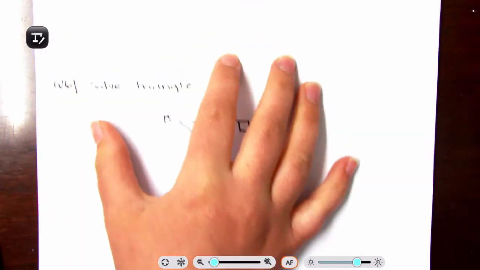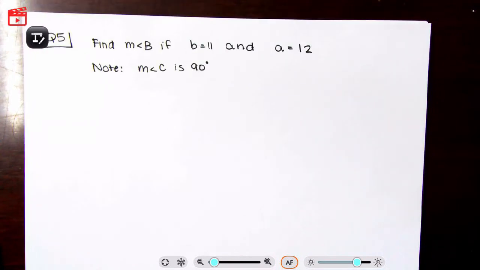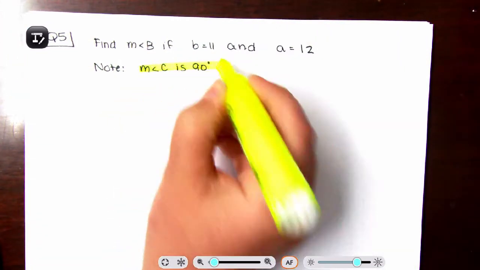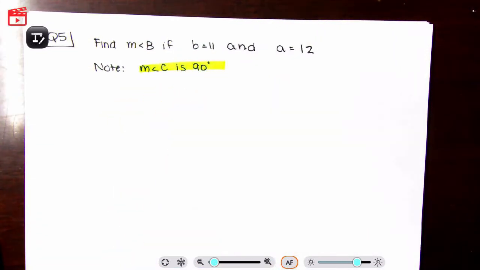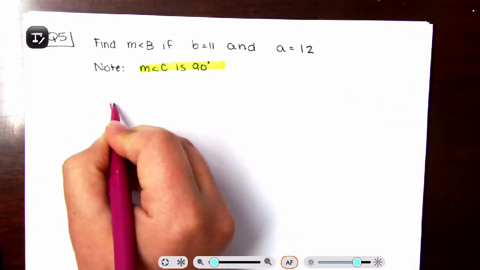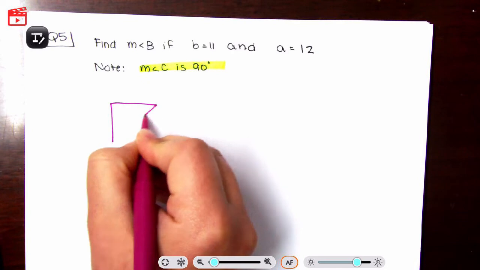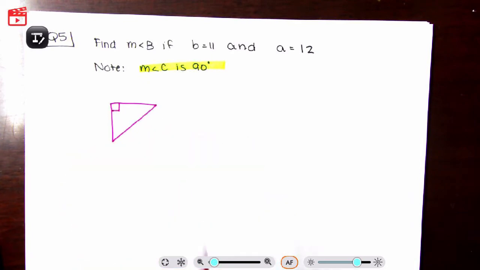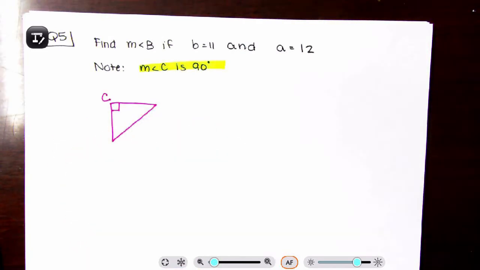All right, let's go ahead. Question number 5. Once again, they did not provide the picture for us, so let's go ahead and draw a picture. Super duper important that they do tell us we have a 90-degree angle or a right triangle. Drawing the picture. Let's draw it out this way. It doesn't matter how your picture looks as long as you do have that 90-degree angle. C is that 90-degree angle.